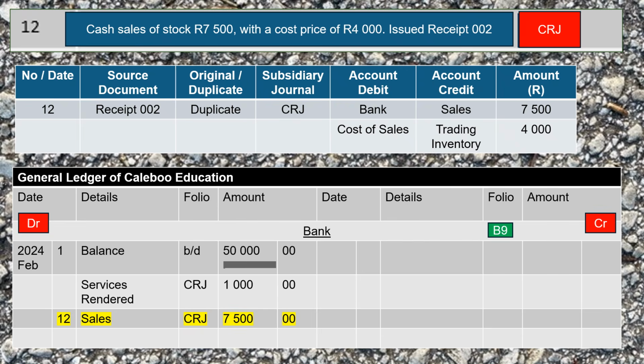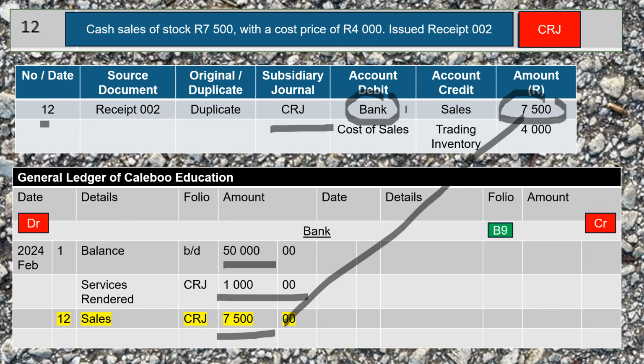Now we got the opening balance, we got that previous transaction, services rendered. Then on the 12th, there were sales, cash sales. It was recorded in the cash receipts journal. Bank was debited and sales was credited, but we're doing the bank account. The amount of the sale was 7,500. There's the 7,500. Where did we get the information from?